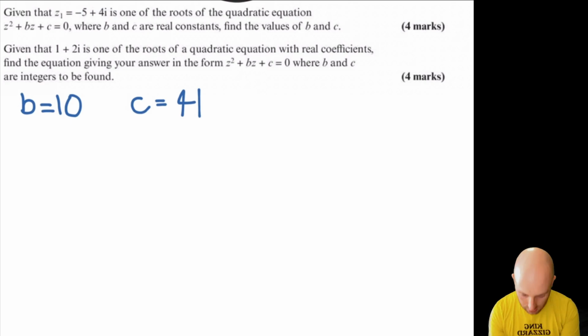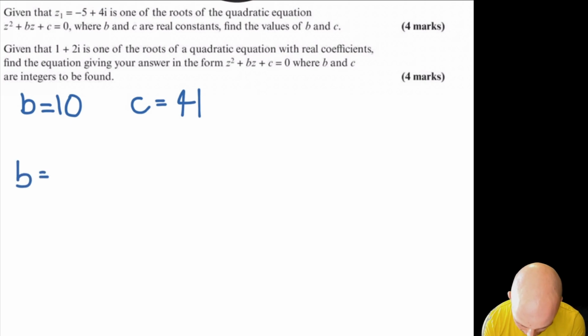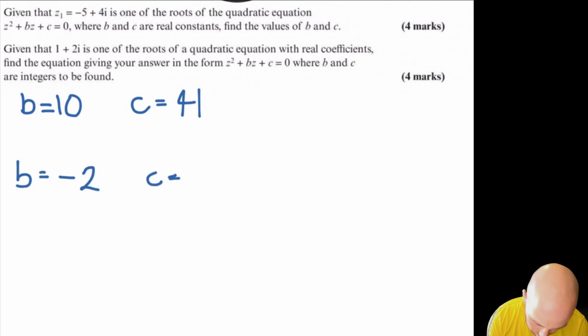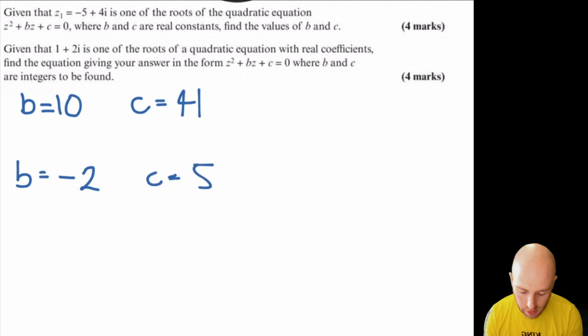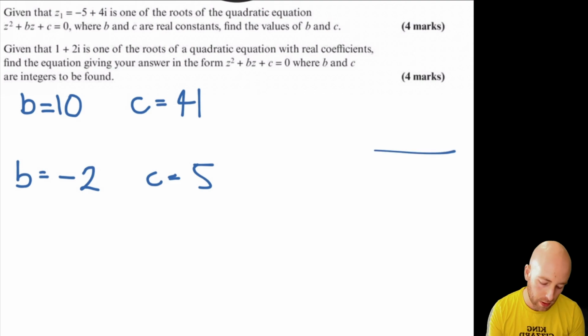Yeah, cool, nice. And second one, B is going to be -2. Yeah, you guys got that. And C is going to be 5. Yeah, cool. I mean, for 4 marks, that would not get you 4 marks.